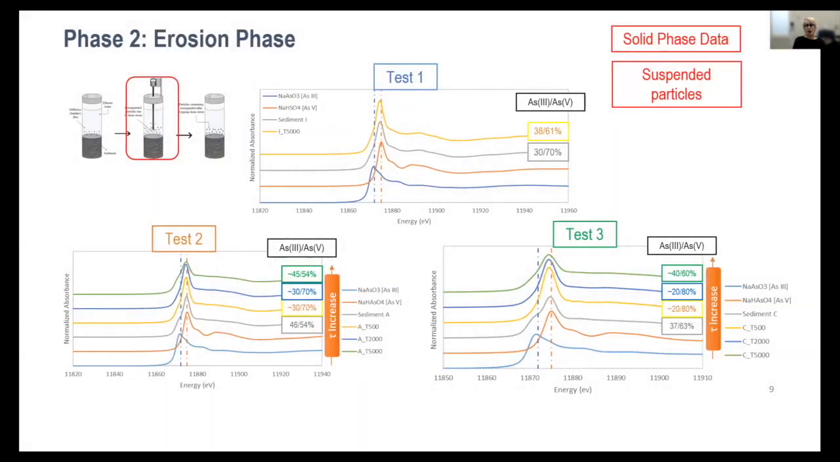Here I'm presenting arsenic bulk XANES analysis and linear combination fitting results for tests 1, 2, and 3 during the erosion phase of the experiment. On the y-axis, we are increasing the shear stress in different tests, and we are looking at the speciation of arsenic in the suspended particles. The 2 bottom spectra represent sodium arsenate and sodium arsenite, our standards, and their white line positions. As you can see, the results for the original sediments and the sediments resuspended at the highest shear stress levels are very similar to each other and gave features that are indicative of the presence of arsenic 3 in the sediments.